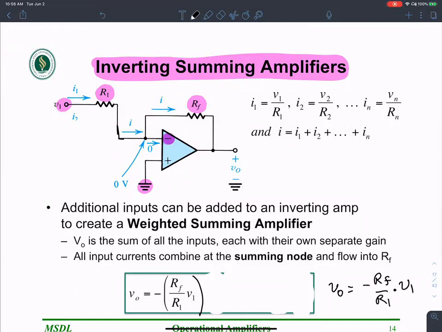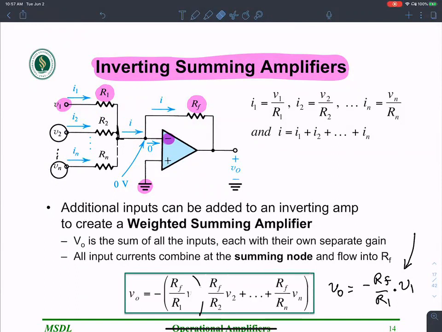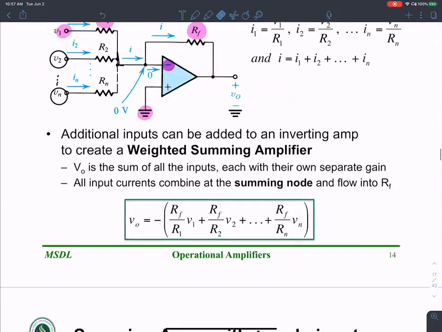So this is what I would expect out of one voltage driving a negative terminal through a resistance R1 and a feedback resistance R2. This is an inverting configuration. The same can be extended to include more than one input. What if I included N resistances in parallel through voltage V2 all the way through voltage Vn? Then the output simply is an addition of all of those, a superposition of all of those.